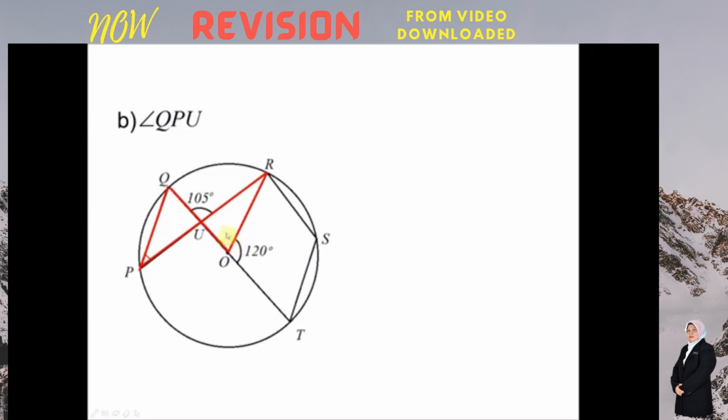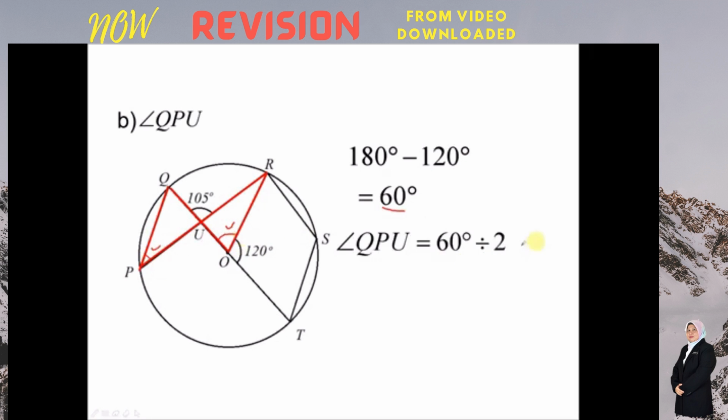From the properties that we've learned, I think it's quite obvious how to find this angle. You see this line is a straight line. So angles on a straight line is 180, meaning that 180 minus 120, you get 60. If this is 60, this is half of 60, which is 30 degrees.